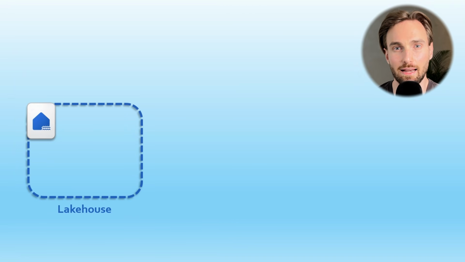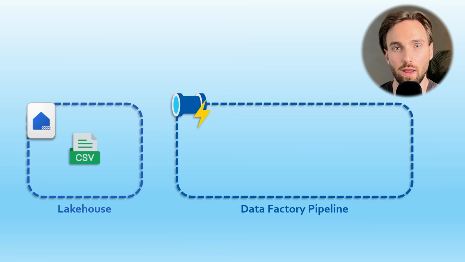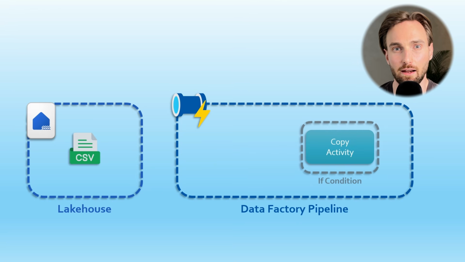Let's get started. Let's imagine a situation where we have a lakehouse. In that lakehouse, we have a CSV file. Then we have a Fabric data pipeline. In that pipeline, we have a copy data activity that would copy the contents of this CSV file. However, we have wrapped this copy data activity in an if condition, and we would only like to run this copy activity if the CSV file has been modified during the past 24 hours. How would we do this?